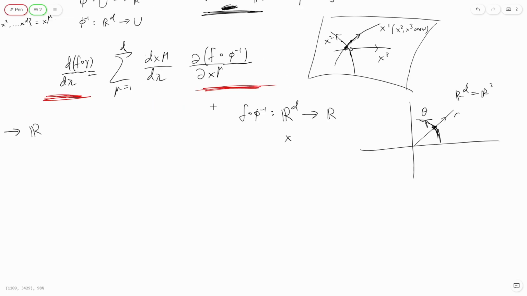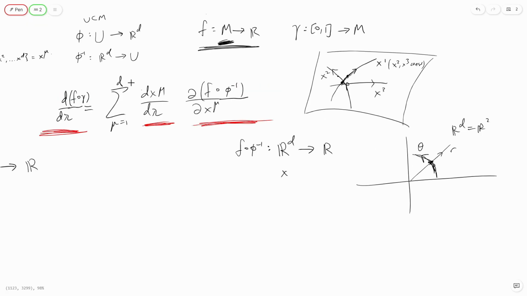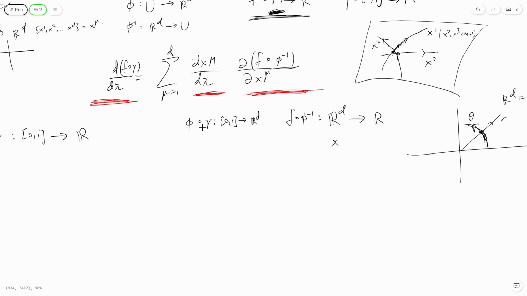Now lastly, what is this dx mu over d lambda? This dx mu over d lambda is actually phi after gamma. What is phi after gamma? Phi after gamma is a map from 0 to 1 to R^d. Gamma defines a curve along the manifold, and phi would tell us what the coordinates of each point on this curve are. In essence, this dx mu over d lambda term is telling us how each coordinate changes as we move along the curve lambda.